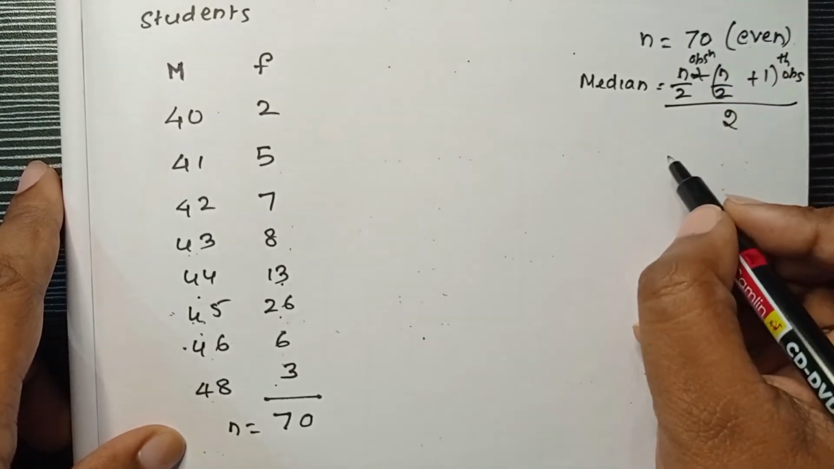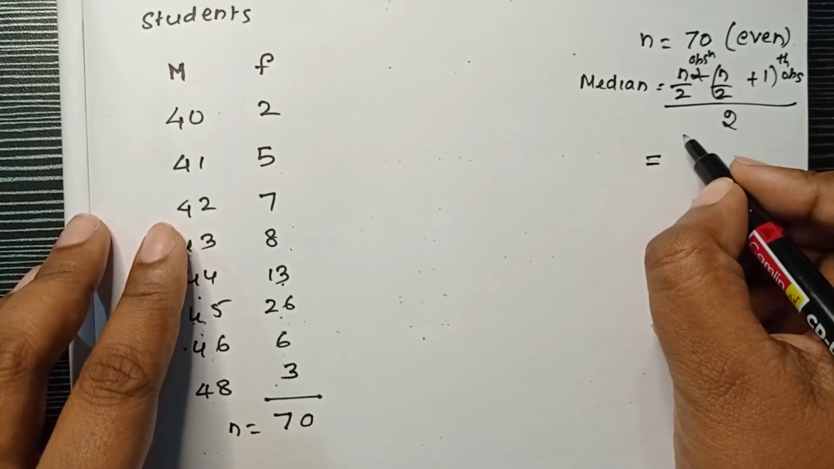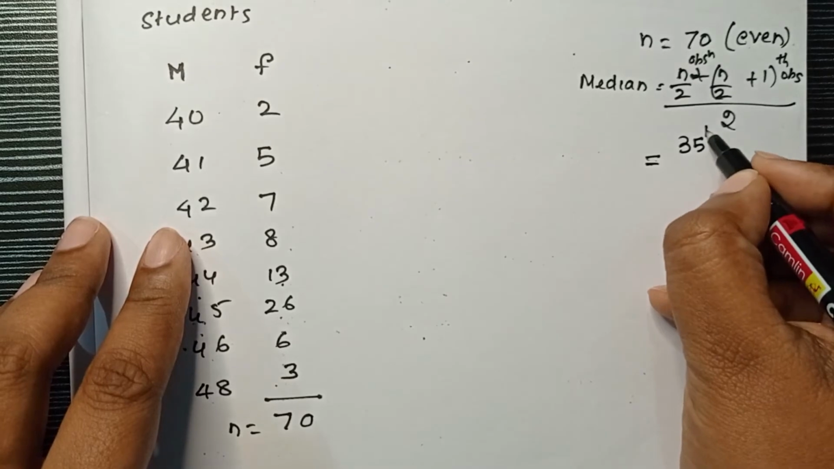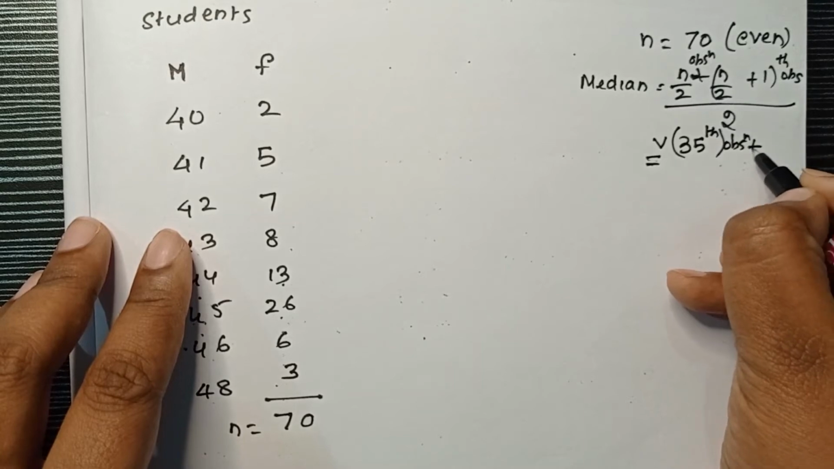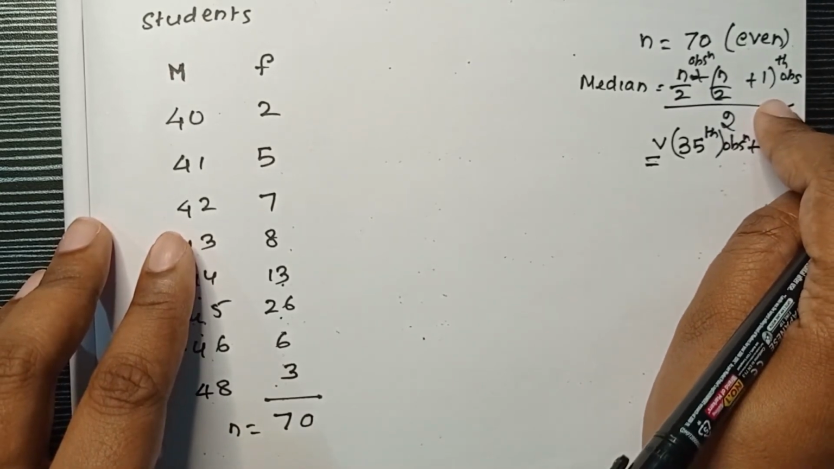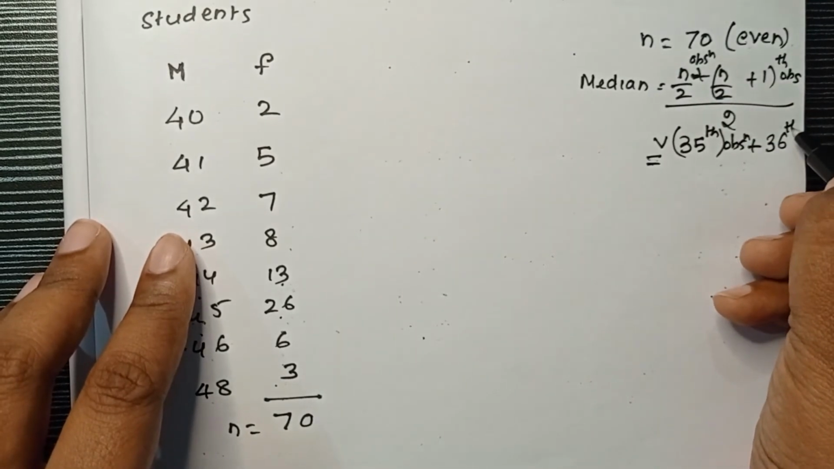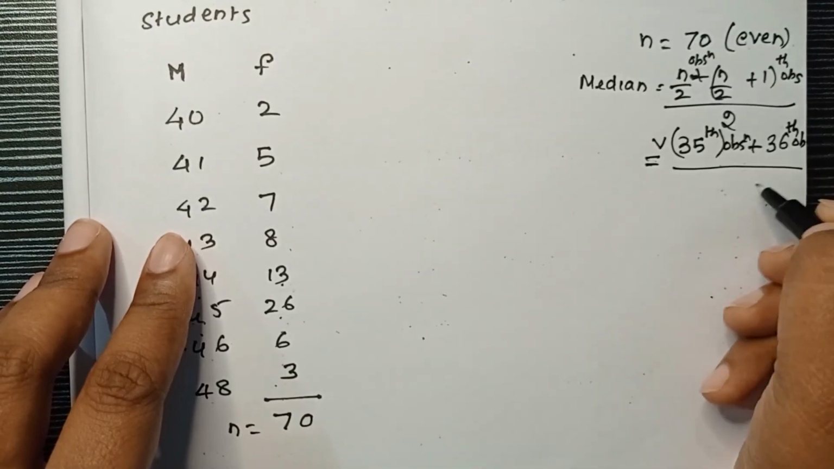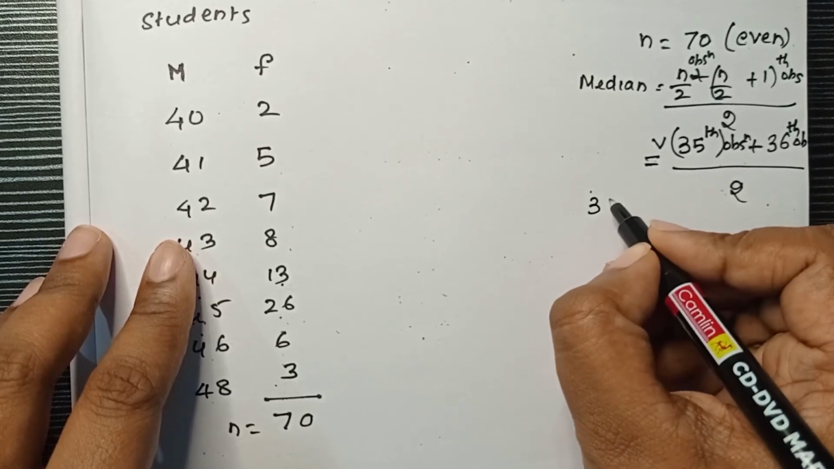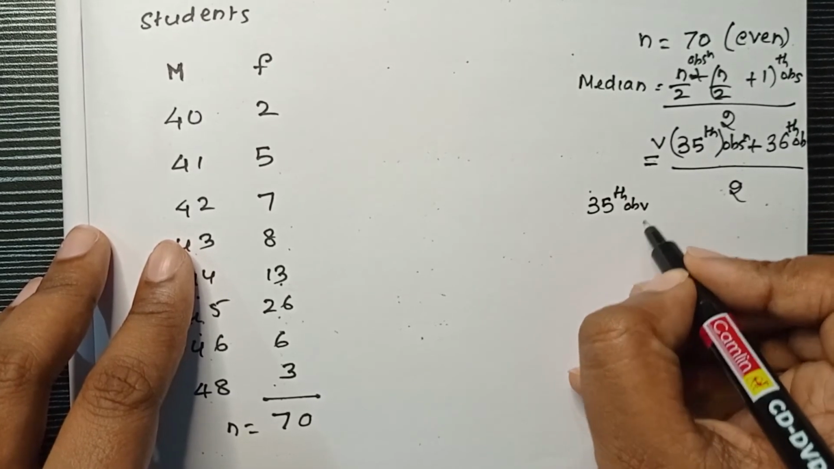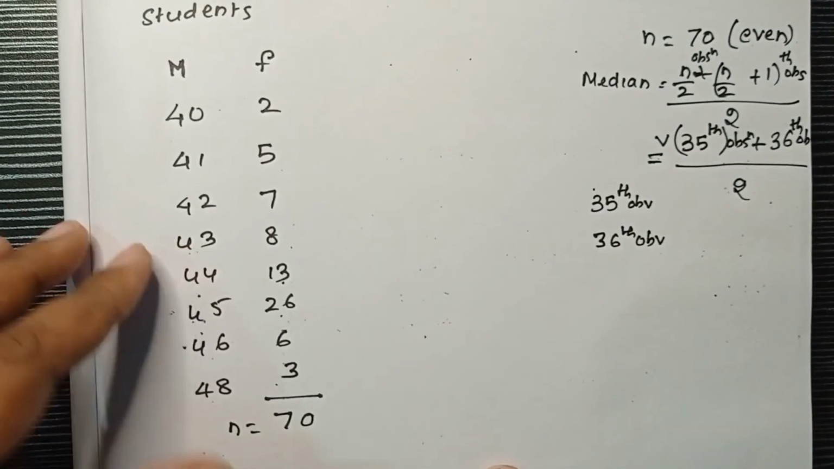Now here n is 70, so n by 2 is the 35th observation, plus n by 2 plus 1, that is 35 plus 1, the 36th observation, whole divided by 2. So we have to find the value of the 35th observation and the value of the 36th observation. We have to find that from the question. It is not given.